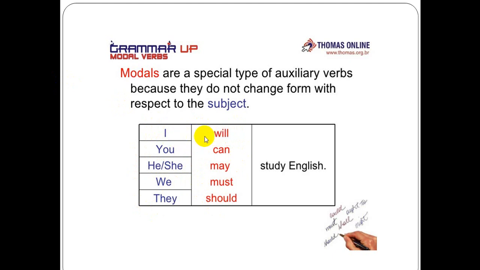For example: I will study English. You will study. He, Hassan, she, Joanne will study. We will study. They will study English. It's the same. But here, according to the function, we'll clarify later the expression for each one of these modals.